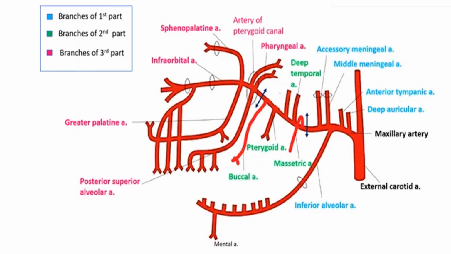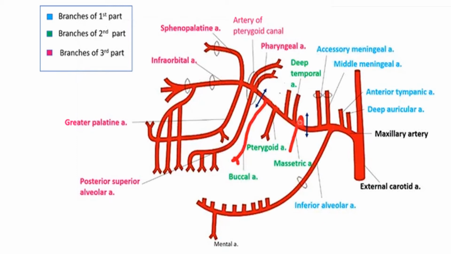So we discussed all the branches coming from the first part. This picture shows the external carotid artery, and from here the maxillary artery is coming, with its first part, second part, and then the third part. We discussed all the branches located in the first part. So there were 1, 2, 3, 4 and 5. Five branches are in the first part of the maxillary artery, and then the second part comes.